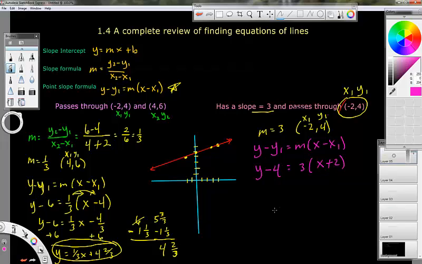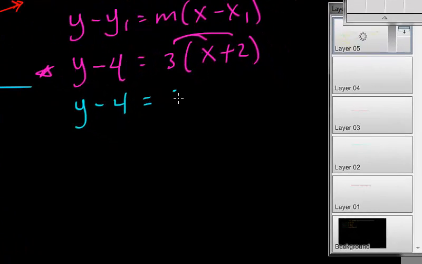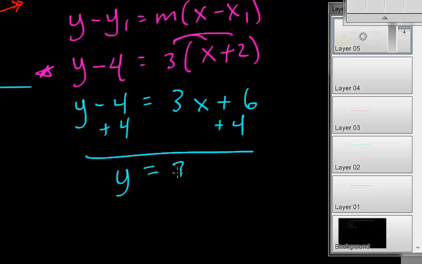All right, you can see that this right here and this right here are the same exact steps, except what makes this problem easier is that we don't have that fraction. So we distribute through, and this is going to become y minus 4 equals 3x plus 6, adding 4, y equals 3x plus 10, final answer.